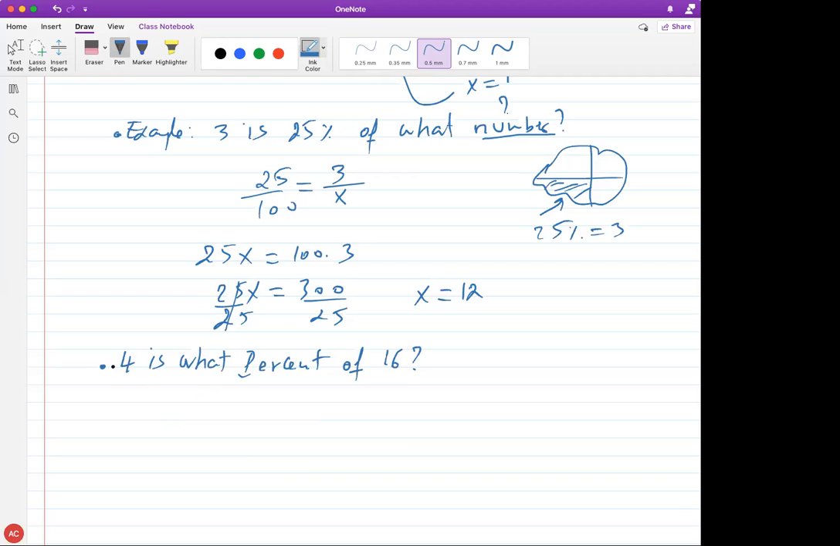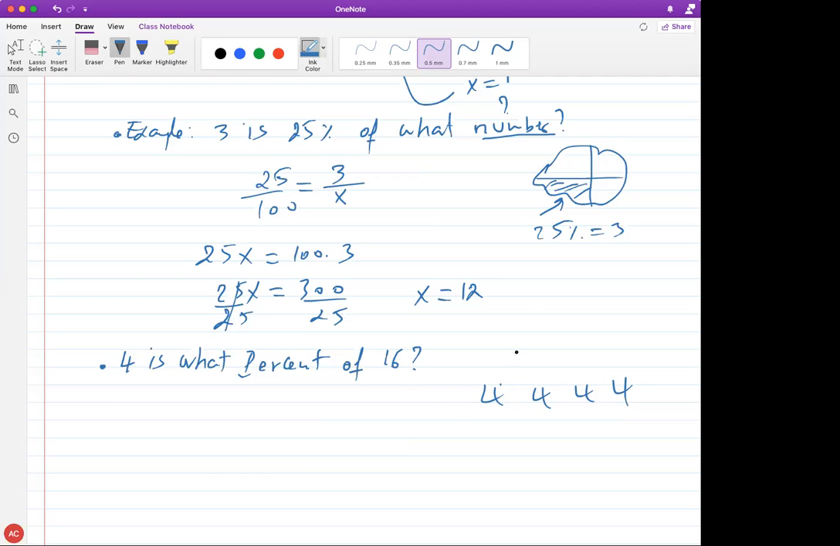In other words, what percent does 4 represent in 16? 16 is what? 4, 4, 4, and 4. That's 16. What fraction or what percent does 4 represent from the whole thing? We need just one of these. 4 out of 16. So we take 1 out of these portions.